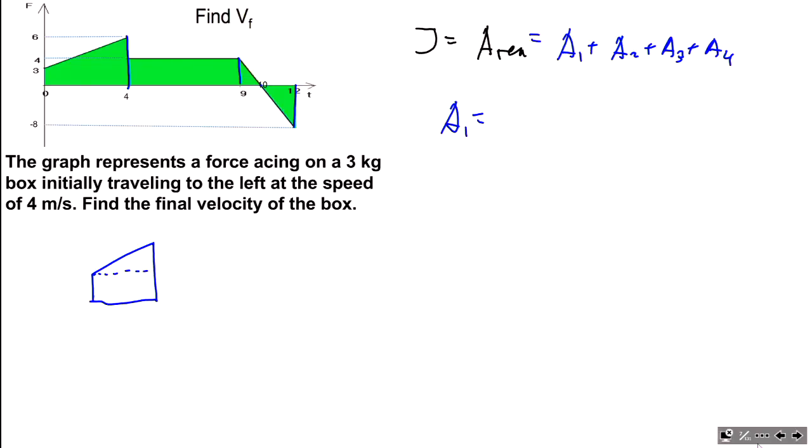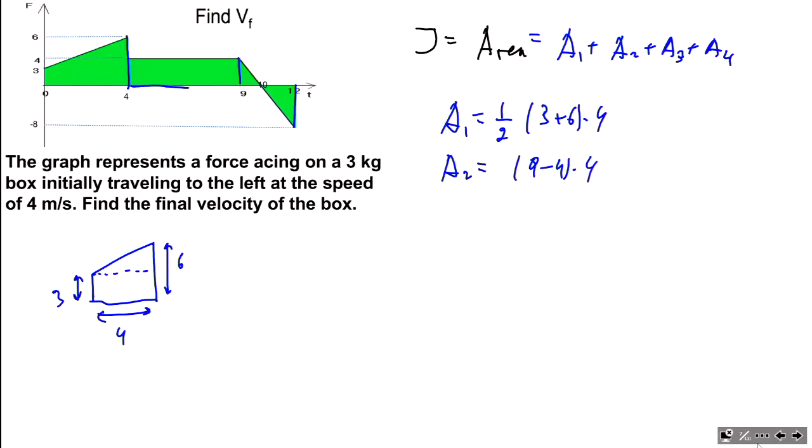So area number 1. This base equals 3, this equals 6, the height equals 4. So 1/2 times (3 plus 6) times 4. Area number 2 is equal to (9 minus 4) times 4. Length times width or height. Now, area number 3 is the area of a triangle. So 1/2 base times height. Base is 10 minus 9, and height is 4 again.